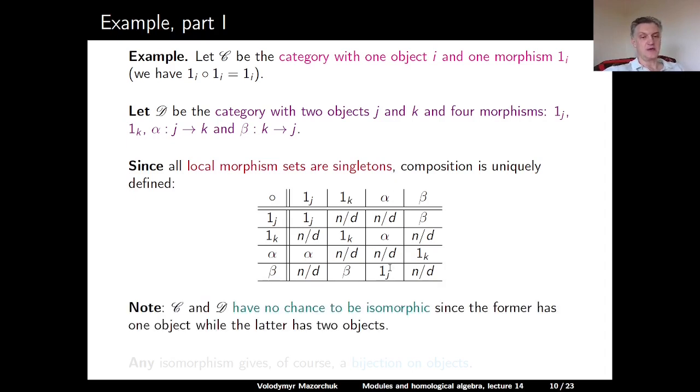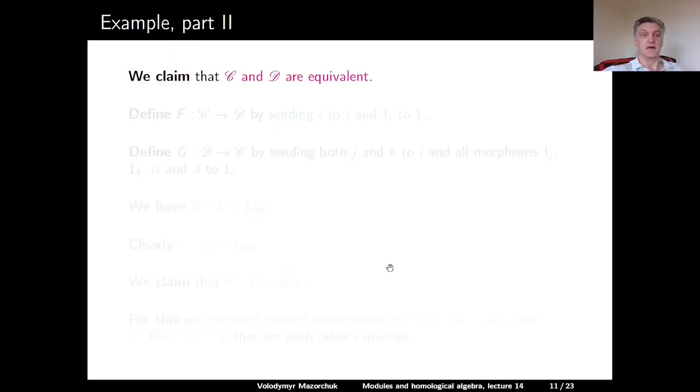Note that these two categories have absolutely no chance to be isomorphic because the first one has one object and the second one has two objects. If you have an isomorphism of categories, then such an isomorphism induces a bijection on objects. And here there is no chance to have a bijection because the sets of objects have different cardinality. So these categories cannot be isomorphic. So we will show that these categories are, in fact, equivalent.